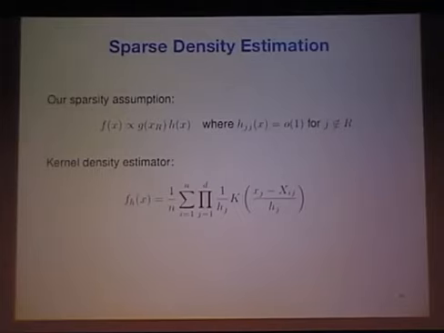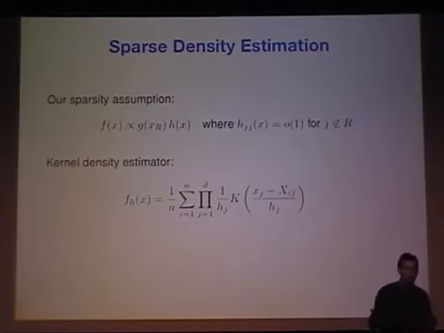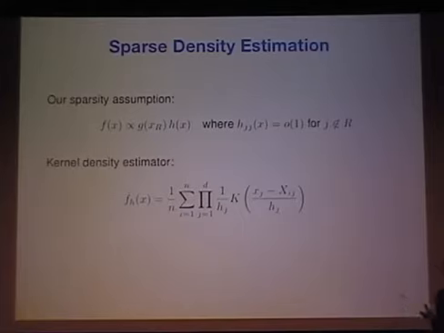So first of all, what does it mean for a density to be sparse? It's kind of clear what it means for a linear model or a regression function to be sparse. But what does it mean for a density to be sparse? Well, one notion, which I think is the natural notion you would come up with, is that the density is sparse if we can write it as a product of two factors. One is a function of only a small number of variables, and the other is very smooth, like a constant 1, or some other very smooth function. That's our notion of sparsity. So we're saying the density is sparse if it can be written in this form.